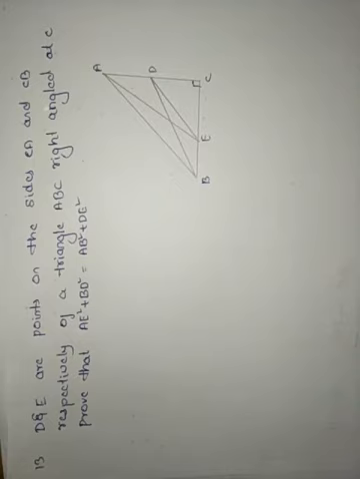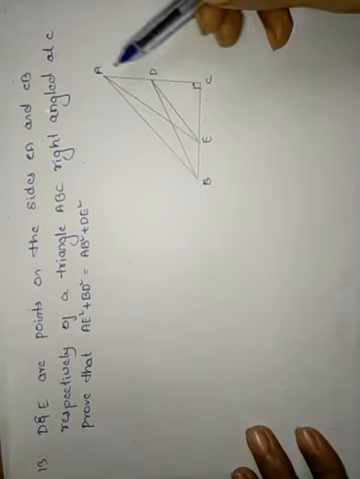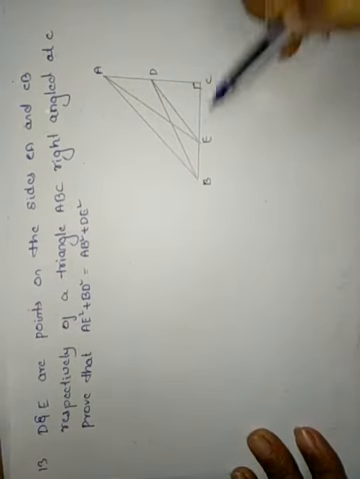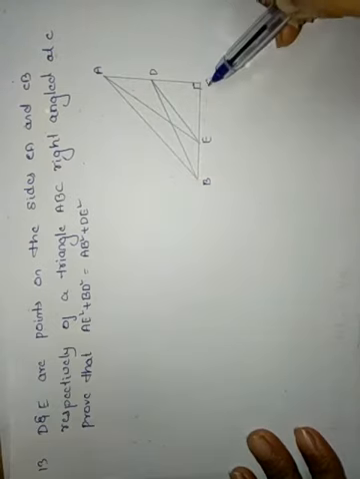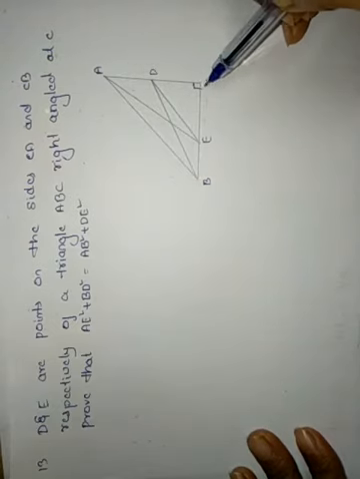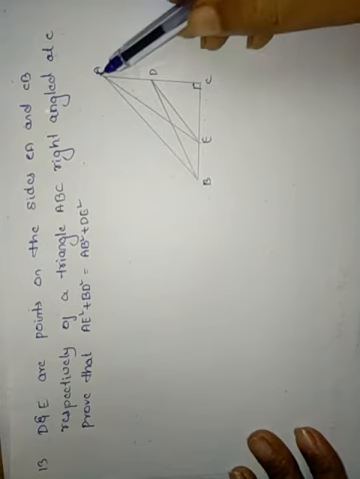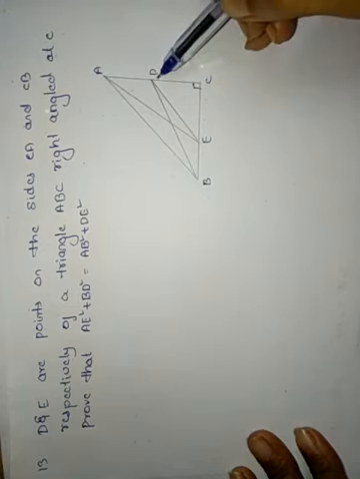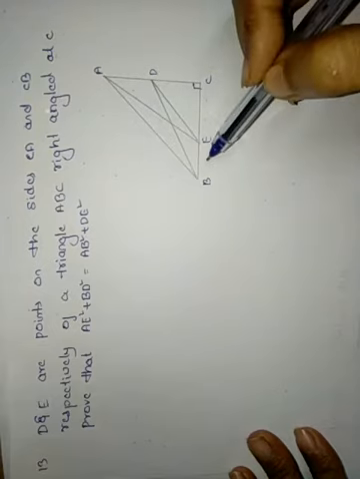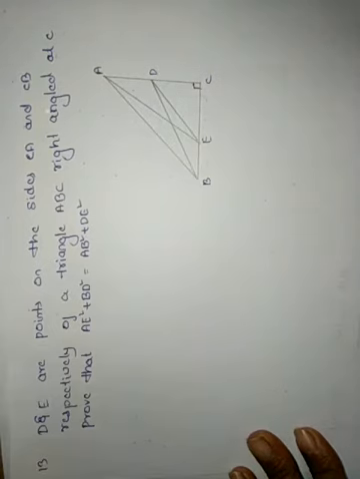Good morning students. In today's video we will continue exercise 2.5. The 13th question: D and E are the points on the sides CA and CB respectively of the triangle ABC. It is right-angled at C. We need to show that AE square plus BD square is equal to AB square plus DE square.